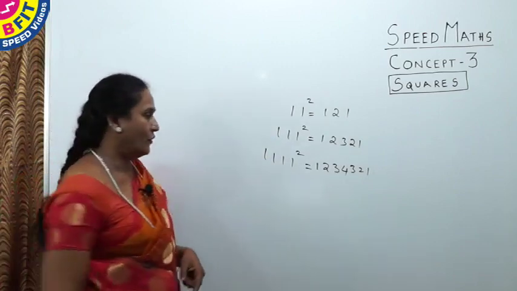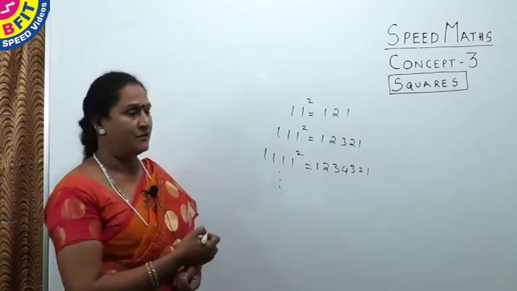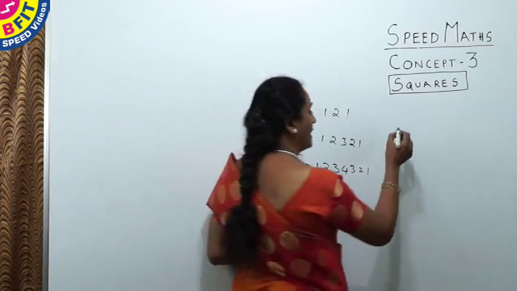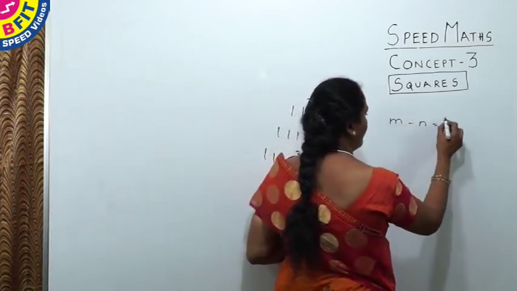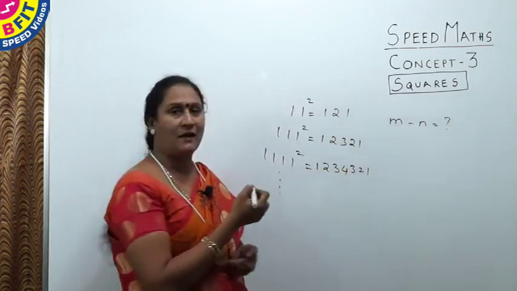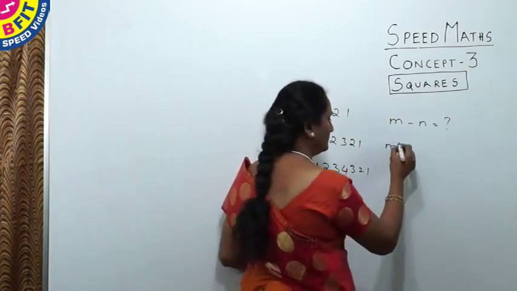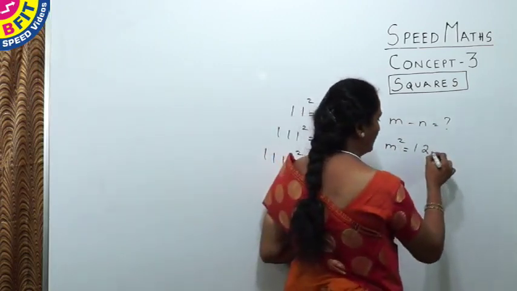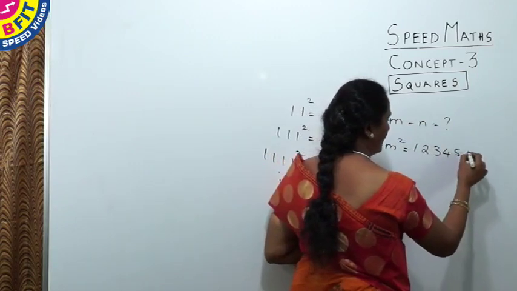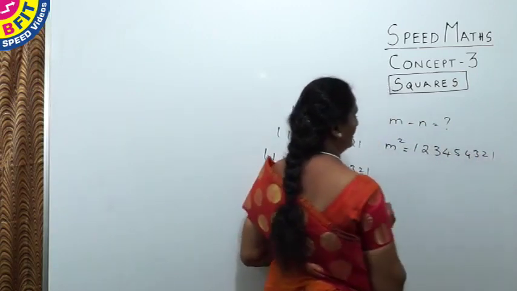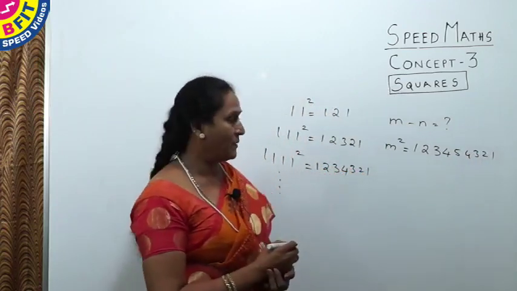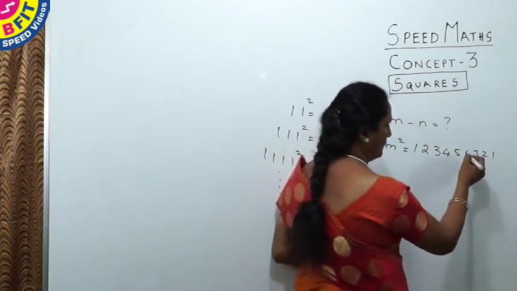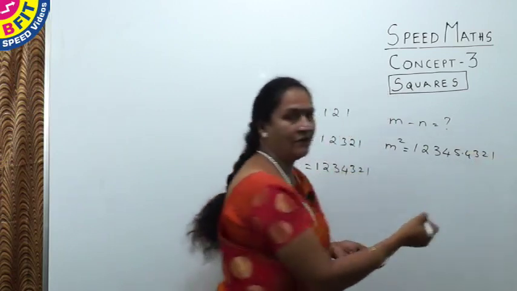The same can be followed for any number of ones. Using this pattern, we'll see how to answer the question. We are asked to find the value of m minus n. It's given that m square is 1, 2, 3, 4, 5, 4, 3, 2, 1, and this is a decimal number, with the decimal placed between the 5 and the 4. So 4 digits from right to left, we have a decimal point.